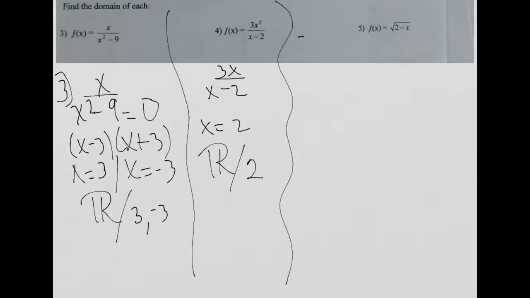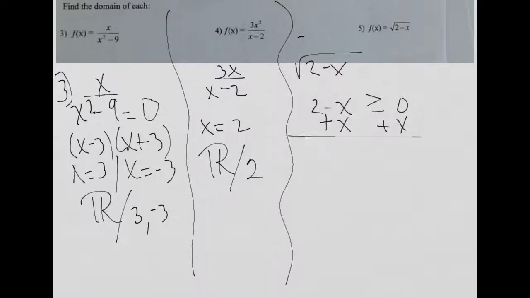Number 5, a little bit different now. It's a square root. We can only have a 0 and positive numbers in the square root, so I'm going to take what's underneath the radical, and I always make it greater than or equal to 0. And I'm going to solve it for x, so I think the easiest thing is to add x over here.